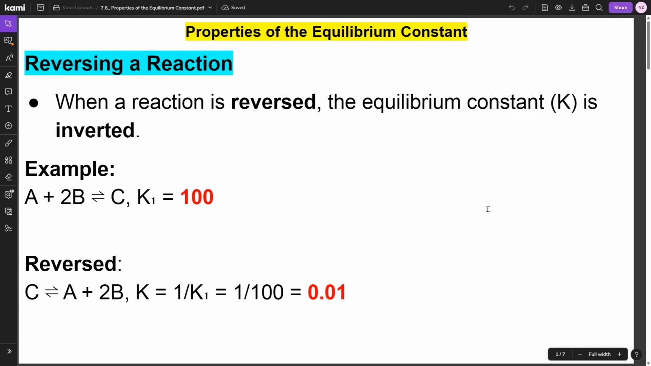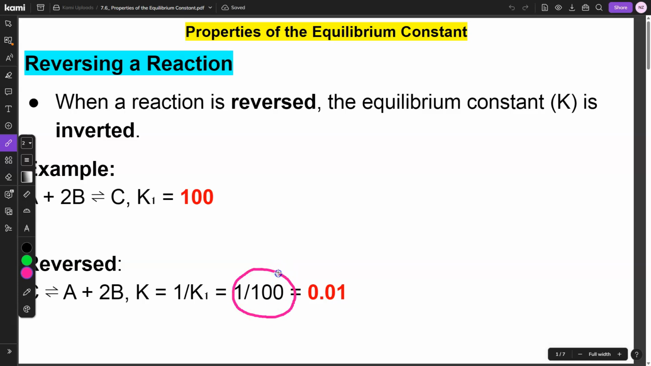If you reverse a reaction, so if you flip the products and reactants, our equilibrium constant is inverted, or you'll take your equilibrium constant and you will go 1 over your equilibrium constant like so. So if our equilibrium constant was 100, I would do 1 over 100 and I would end up with 0.01. So again, reversing a reaction, we invert our equilibrium constant.